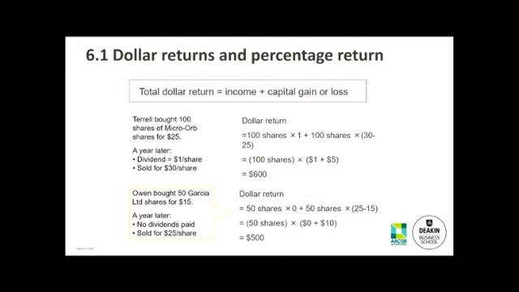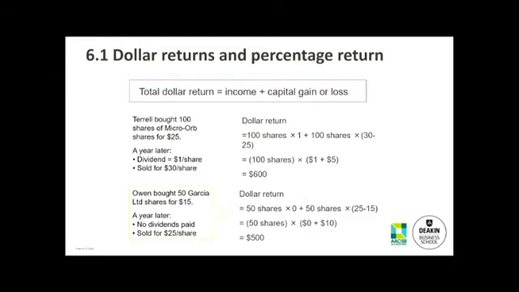Let's see the question. Two different questions. The first one, Terrier bought 100 shares at a price of $25 per share. A year later, for each of the shares, there's a $1 dividend, and you sold the share for $30. So the question is easy. For each share, I buy at a price of $25. A year later, I have $1 dividends in my pocket, and I am also able to sell the share at $30. So for each share, how much is your total dollar return?